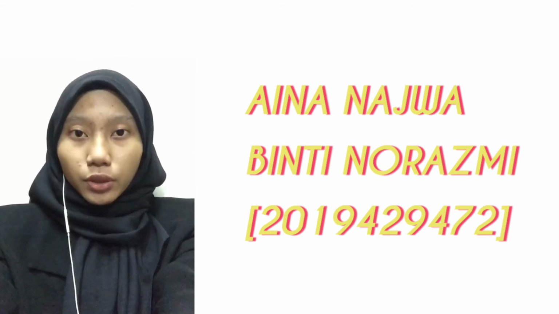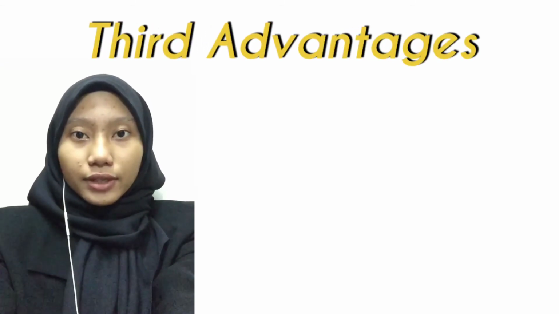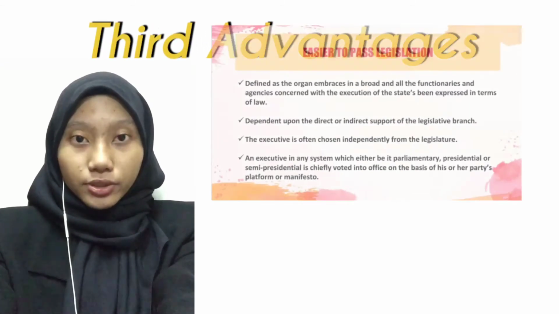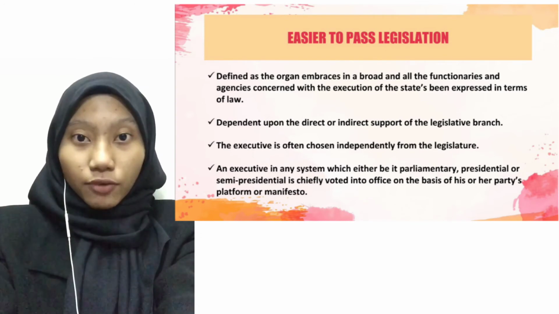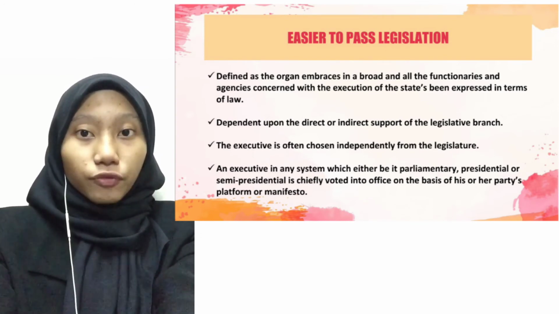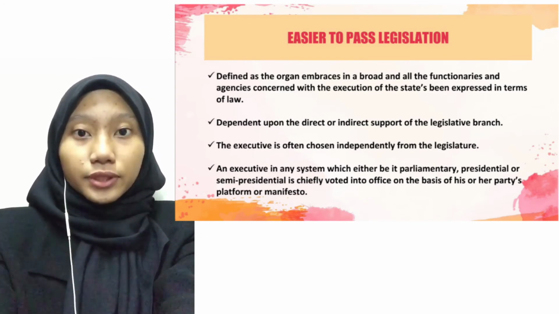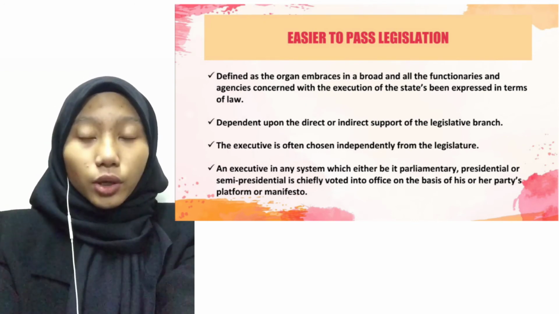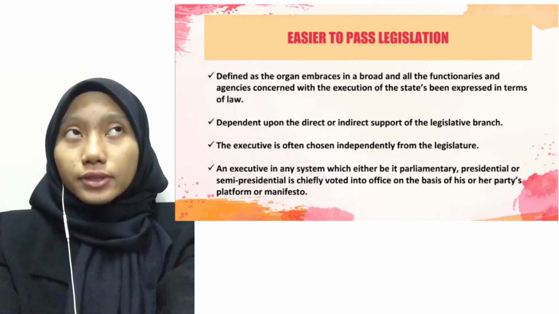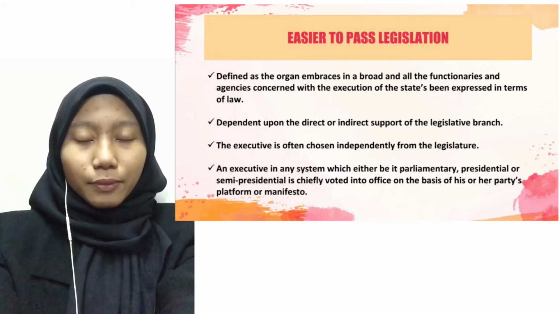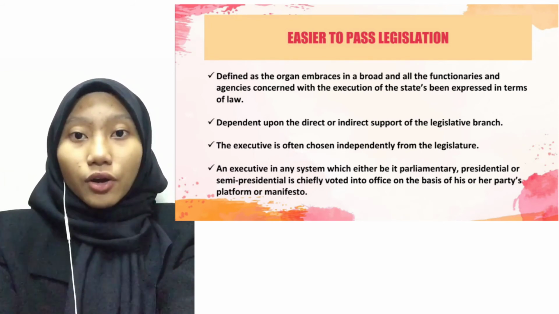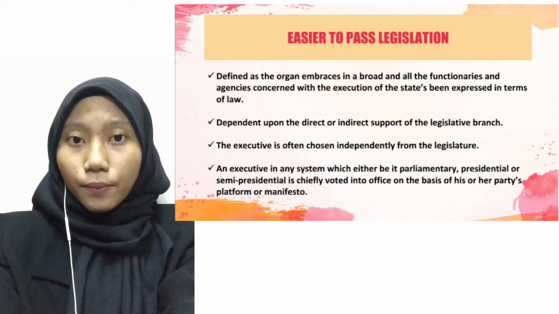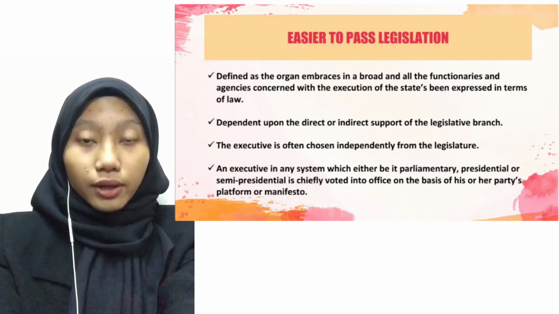Today I will present one of the advantages of the parliamentary system, that is, it is faster and easier to pass legislation. What is the executive? The executive is defined as the branch of government that is responsible for putting decisions or laws into effect. They also depend upon the direct or indirect support of the legislative branch, and this includes members of the legislature. This also means possessing more votes in order to pass legislation.